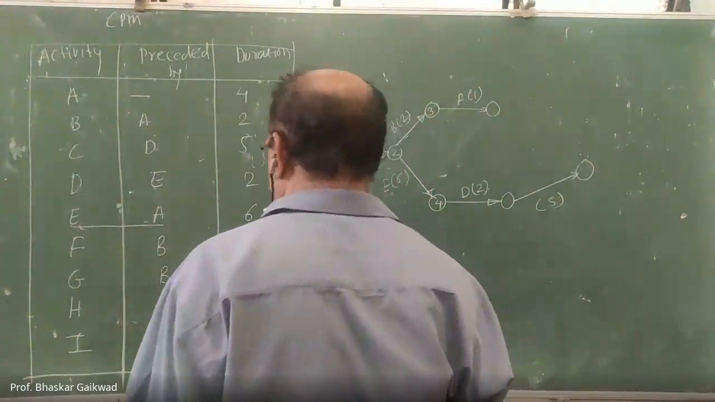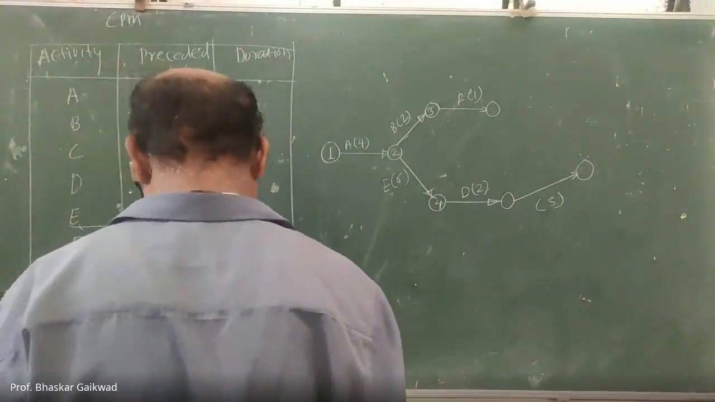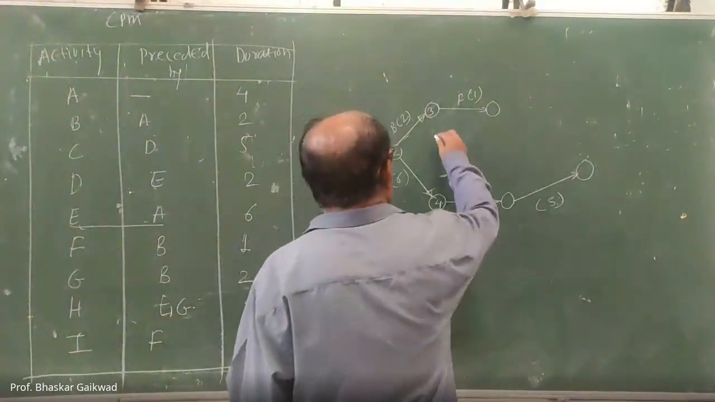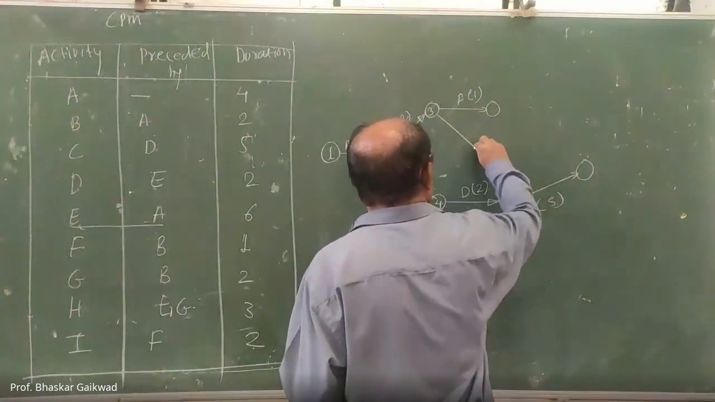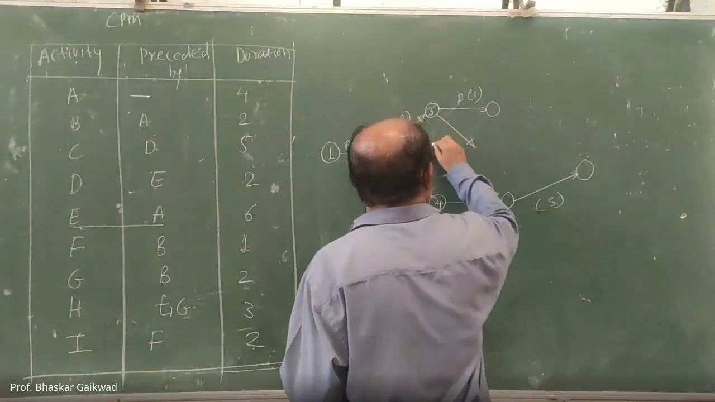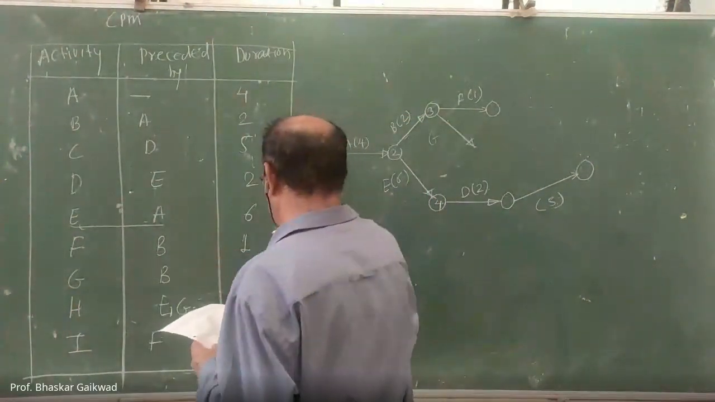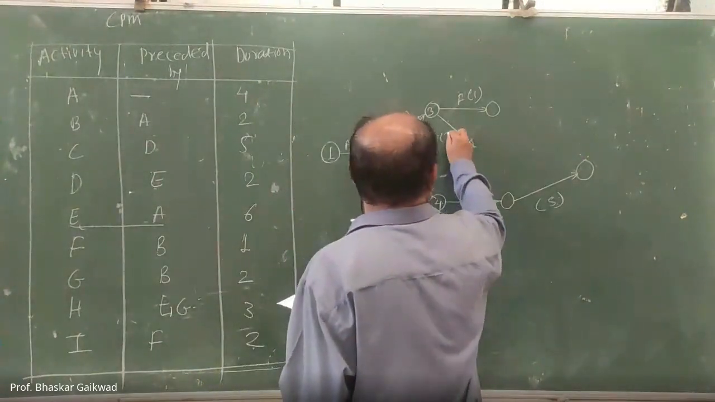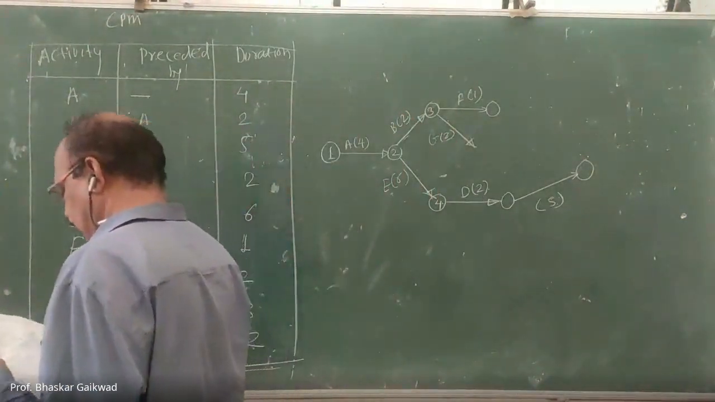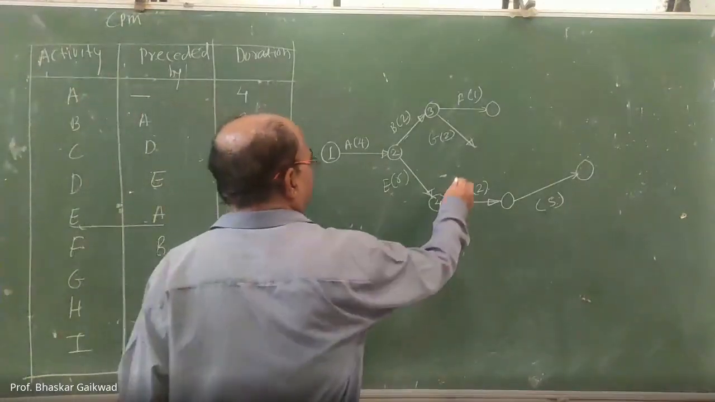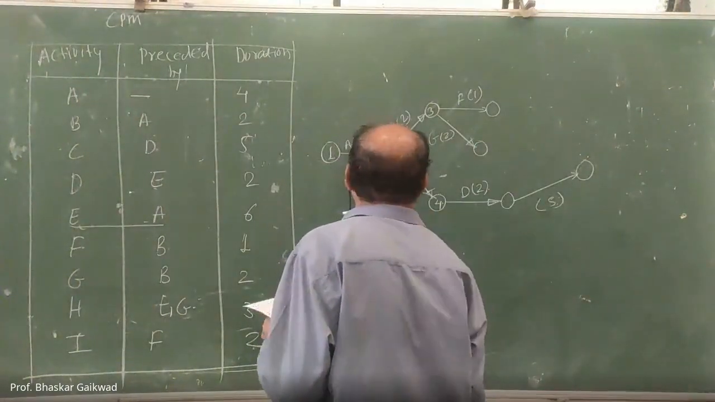Okay. Then G will start from B. So here is the B, and G will start from B. So here is the G. What is the duration of G? That is 2. So here is the 2. Okay, so here is the activity like this.